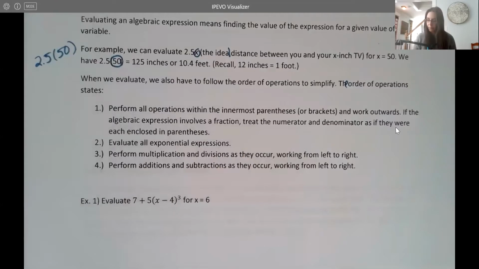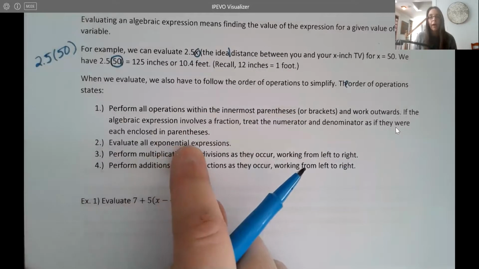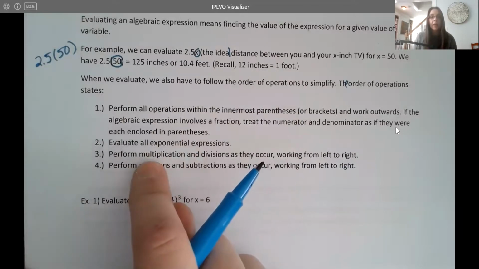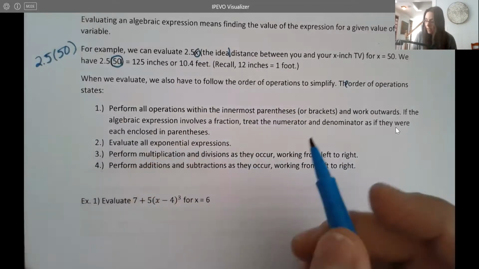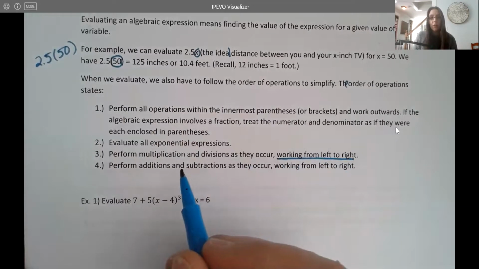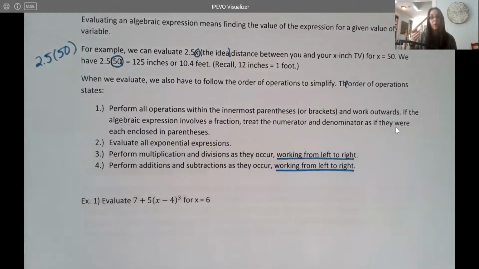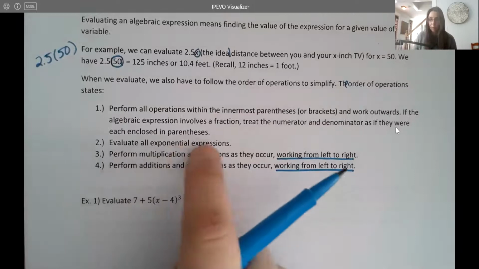After you've done parentheses or brackets, you're going to do all your exponents. Then multiplication and division come next. You have to work from left to right there. And the same thing is true for addition and subtraction, always working from left to right. So you go in order of whatever comes first for these two pairs.